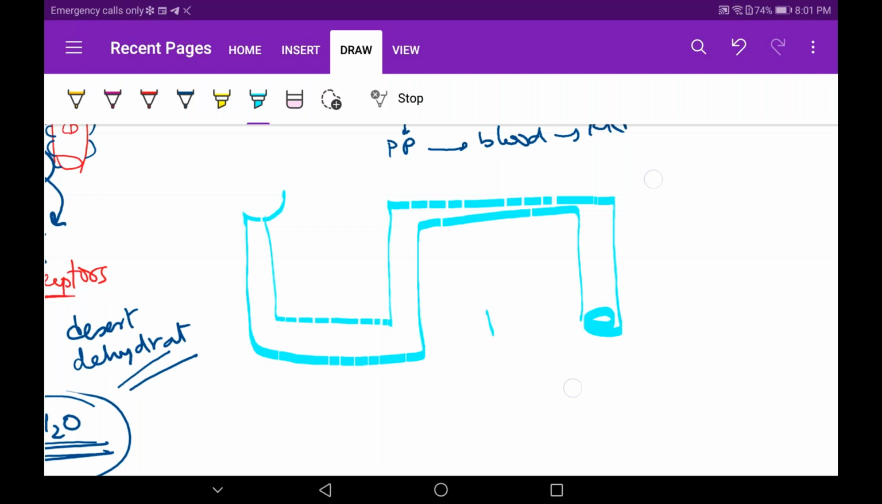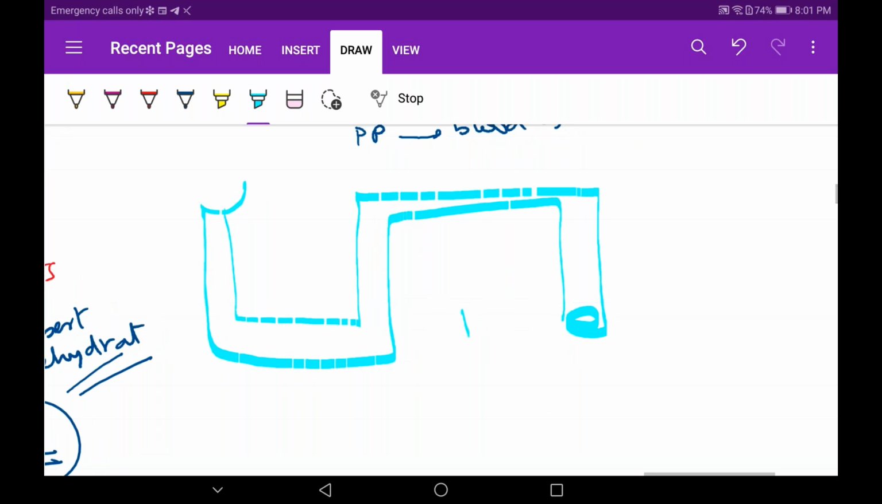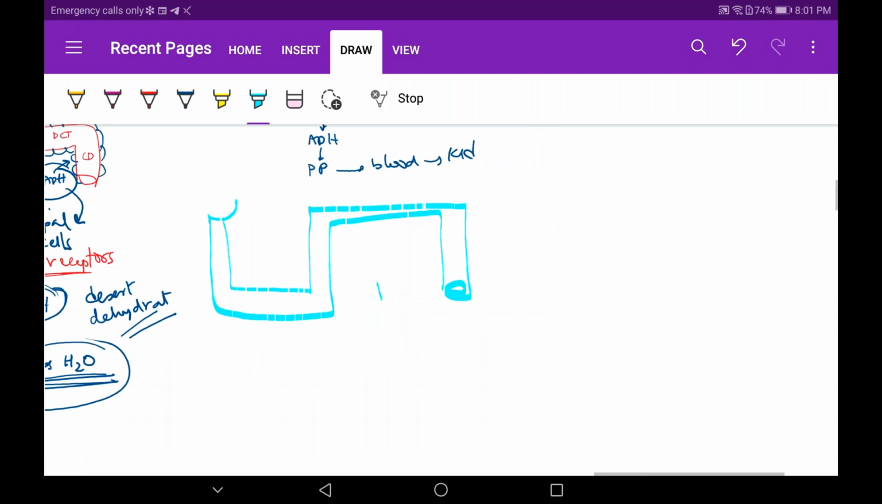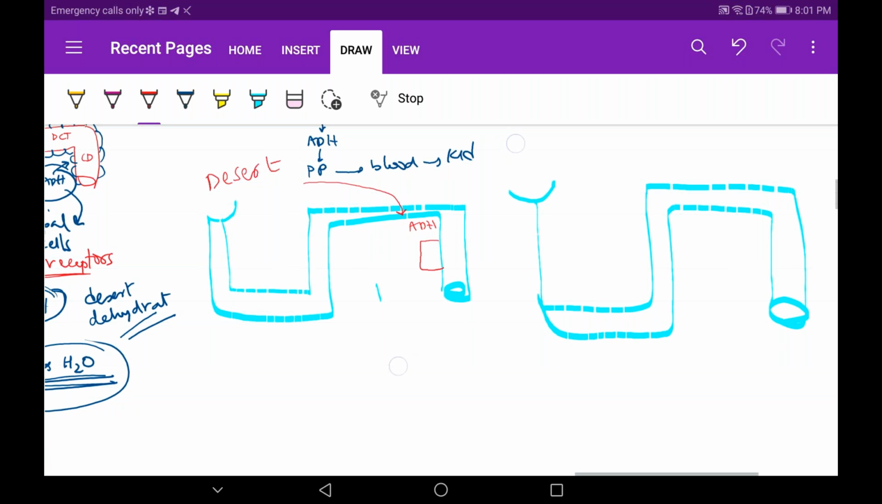Now I am drawing two scenarios for a comparison, for understanding. One scenario was what? Tell me, guys. The person was lost in the desert. What will happen if he's lost in the desert? ADH will come from the blood and it will activate the P cells. What will happen once the P cells get activated? What did I tell? P cells are present in what all areas?